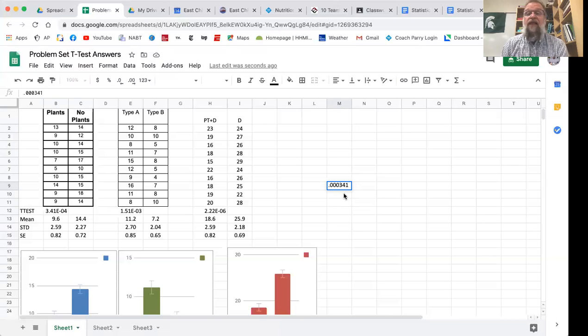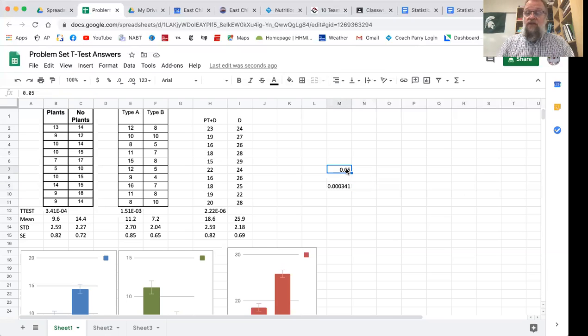If that number is less than 5%, and 5% is going to be 0.05, if the number is lower than 5%, you are in the outer edges of the tails. This is not a fluke. This is not an accident. There is a significant difference. You are going to reject your null hypothesis. So if it's less than 5%, 5% is the threshold. If it's less than 5%, you reject the null hypothesis. If this number was greater than 0.05, greater than 5%, then you would fail to reject because you're falling within 2 standard deviations of the mean.